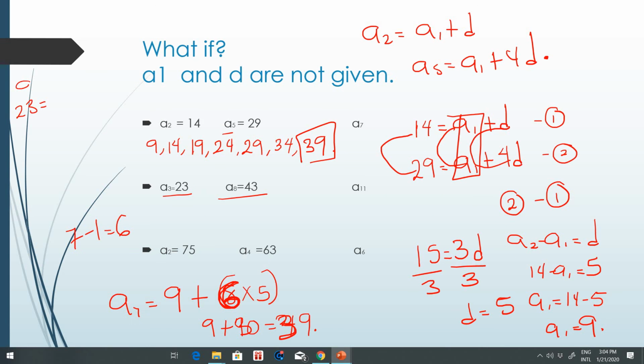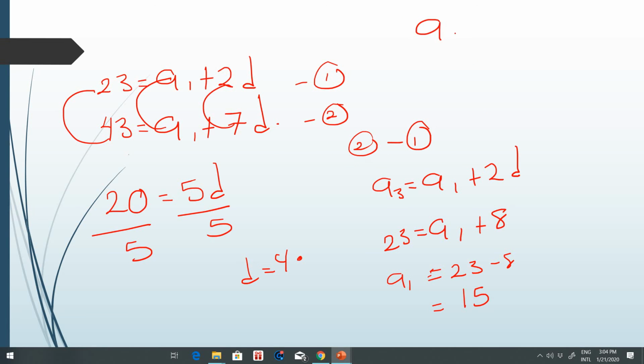So what are we supposed to look for? We're supposed to look for A11. So A11, or the 11th term, will be A1 plus 10D. Our A1 is 15 plus 10 times 4. Our D is 4, so 10 times 4, 40. And we can say, okay, so this would be 55. Yeah, it should be 55. Okay. So A11 should be 55.